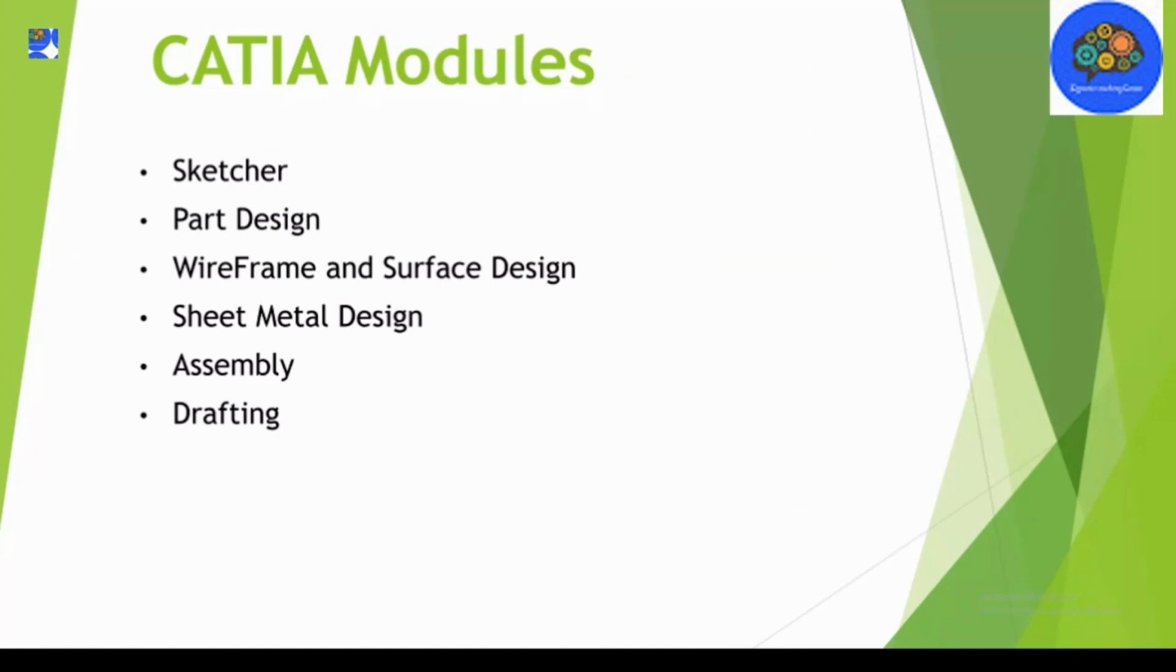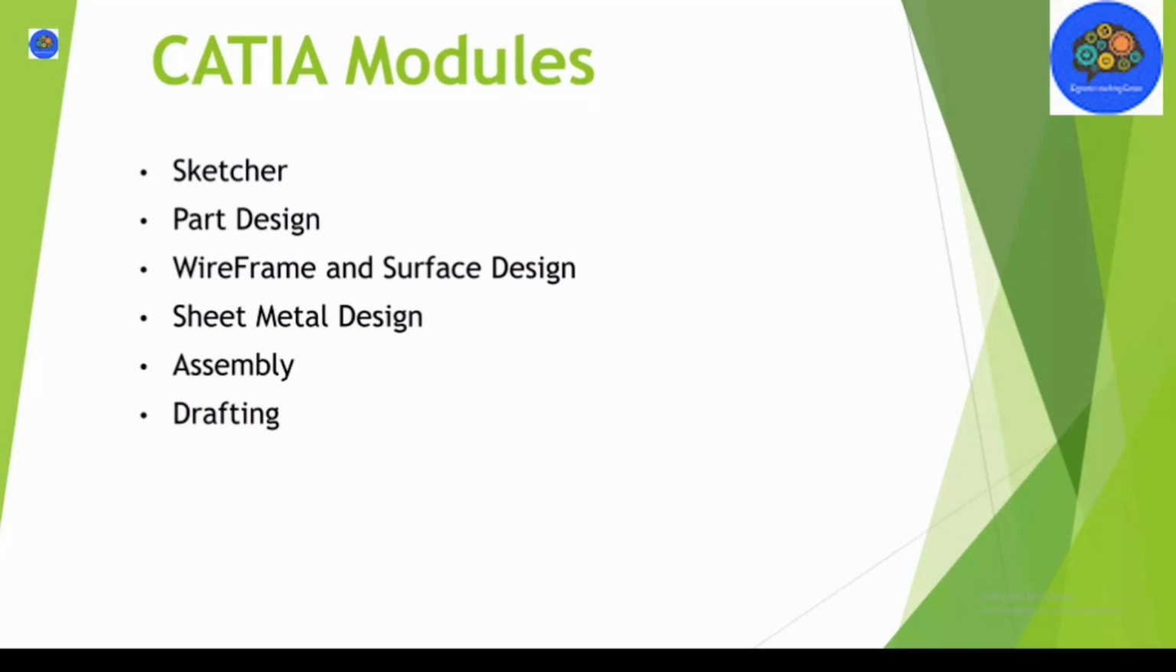The next thing we are going to see is what modules we are going to cover in CATIA software. First is the sketcher module. The sketcher module contains the tools you use for sketching 2D objects. After sketching the 2D objects, we create the part design. Then wireframe and surface designs are also there, and then sheet metal design, assembly design, and drafting. Sheet metal design is where we create sheet metals using the sheet metal commands and some sketcher tools.